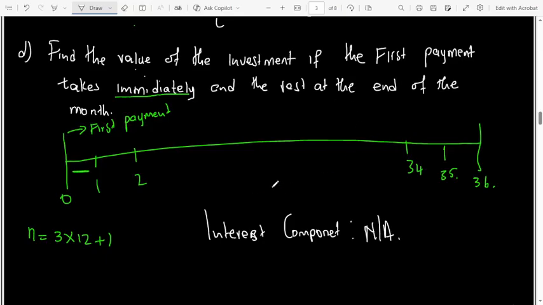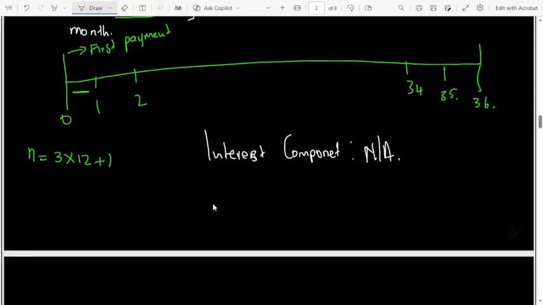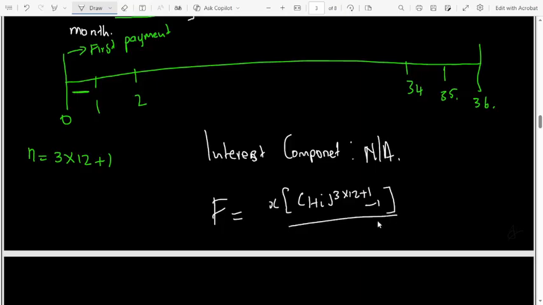So which formula are we going to use? This is for future value. It's x into (1 plus i) to the power of 3 multiplied by 12 plus 1, minus 1. Remember, this is 3 times 12, and we need to add 1. Then this is divided by i. There's no interest component, so I don't have to multiply anything there by the interest component.